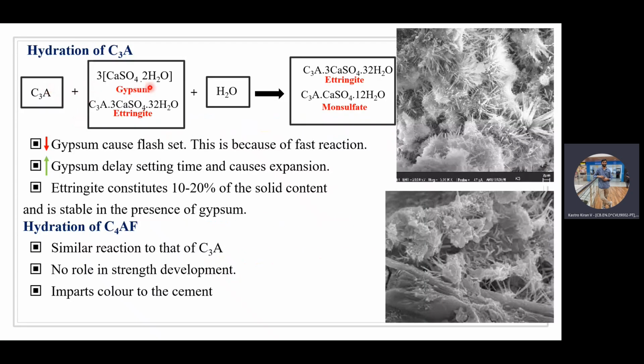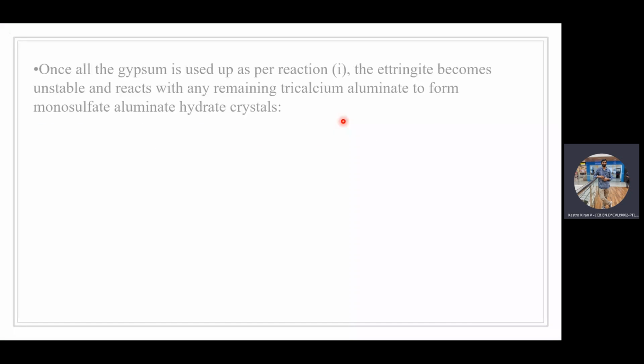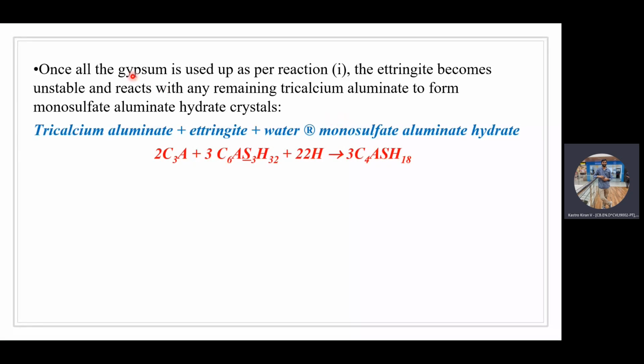So C3A is going to react with the gypsum and form ettringite. Once the ettringite is formed, it again reacts with the C3A compound in the presence of water, which gives the monosulfate compound. That is what I was showing here, where I am talking with respect to the chemical reactions. Once the gypsum is completely consumed, the ettringite compound becomes unstable and reacts with the leftover tricalcium aluminate, which results in the formation of monosulfate.